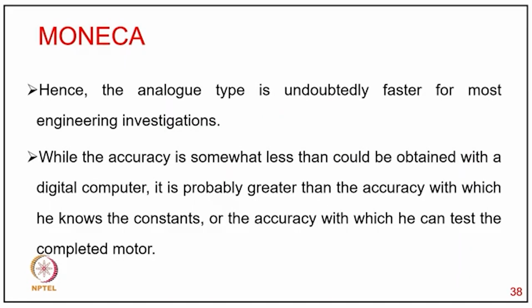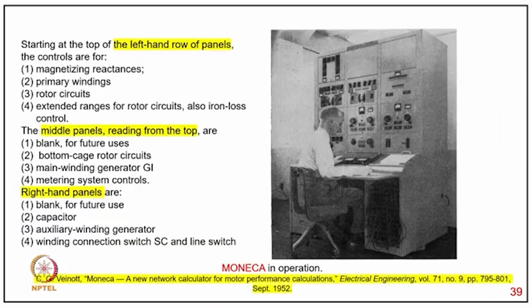So while accuracy is somewhat less than could be obtained with the digital computer, it is probably greater than the accuracy with which the operator knows the constants. On accuracy, he or she can test the completed model.